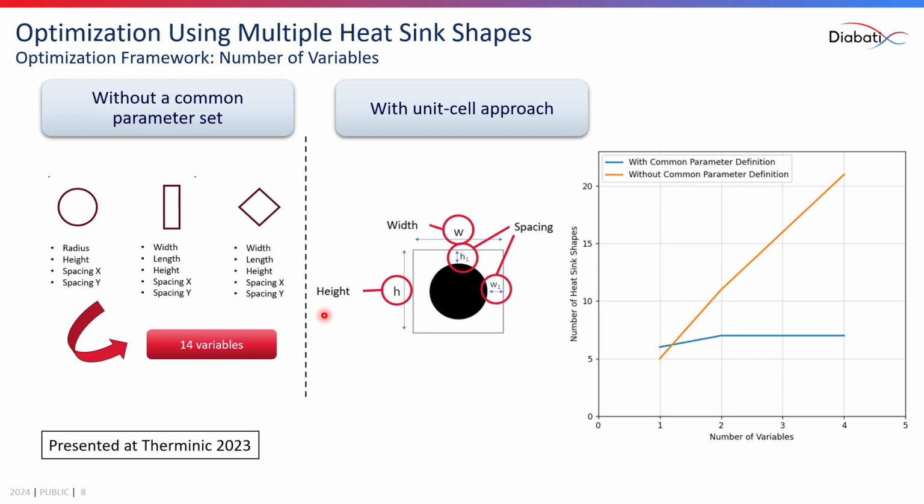The framework that we have developed works in a way that if you have, let's say, 3 different shapes, 4 different shapes, it will still yield only 6 or 7 different variables, rather than ending up with 14 or 20 different variables. And this is basically the crux behind optimization that we use with ColdStream. I hope this gives you a really good idea of how we do the optimization using multiple heatsink shapes. Now let's try to understand what different shapes we have in ColdStream and what new ones we have recently introduced.